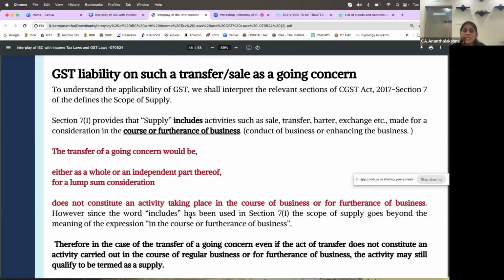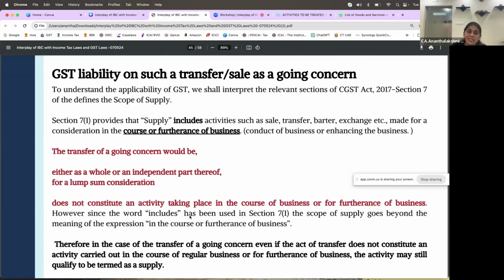Course means conduct of the business or enhancement of the business. Whether sale as a going concern is a conduct of the business, that is not my objective, or enhancing my business by selling, I'm not enhancing my business, I'm reducing my business. So they said it is not a supply. Some argument went that manner. Later, they have given the word includes in supply. That means it is not restricting itself. So it is not necessary that it should be in the conduct of the business or enhancing the business. It can be much more than that. So they said sale as a going concern is considered as a supply.